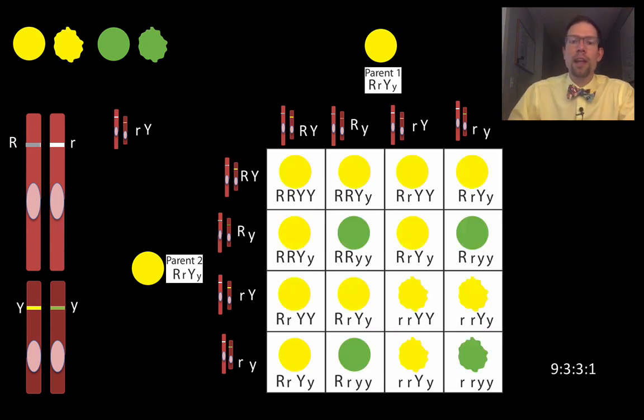So you see that we end up with mostly yellow and mostly round seeds. Most of them are going to be yellow and round. If you count these, you see 1, 2, 3, 4, 5, 6, 7, 8, 9 are yellow and round. 3 of them are going to be green and round. 1, 2, 3. 3 of them are going to be yellow and wrinkled. 1, 2, 3. And 1 of them has both of the recessive phenotypes, the wrinkled and the green.